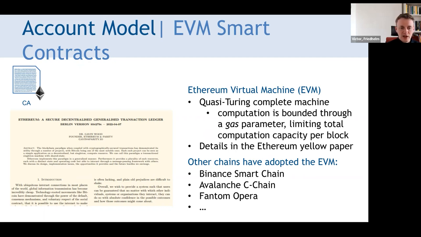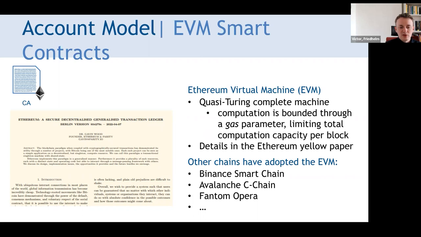the EVM. And this is a quasi Turing complete machine. Quasi Turing complete means that it doesn't allow you to run infinite loops, for example, because computation is actually bounded through a gas parameter that limits the total computation capacity per block. So not per individual transaction that tries to execute something, but overall transactions in a single block. And you can find all the details of that in the Ethereum yellow paper.